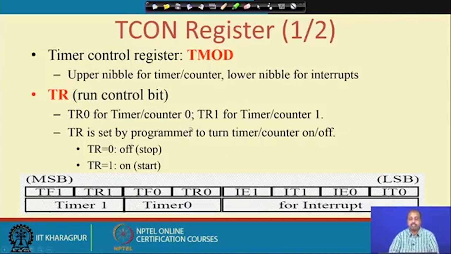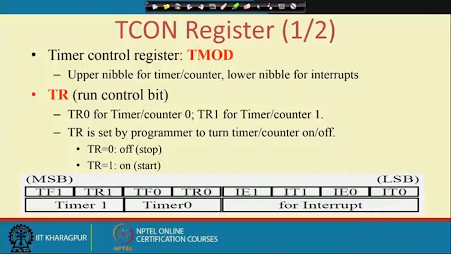Next interesting register that we have for the timer counter operation is the TCON register. This is the timer control register, unlike TMOD. The upper nibble is for timer counter, the lower nibble is for interrupt. So, this is the timer control register, or TCON. TMOD we have already seen. This register you can divide into 2 nibbles. The lower nibble we will not discuss now, as they are for interrupts.